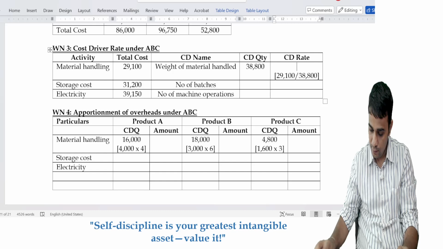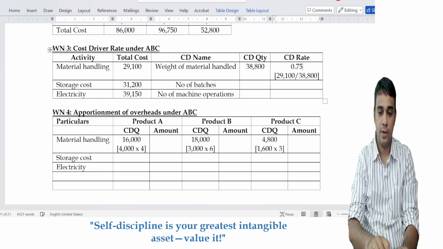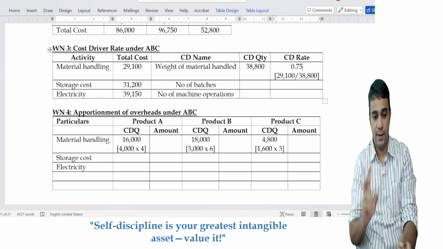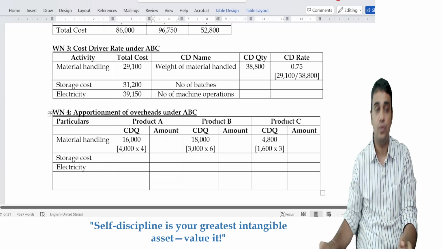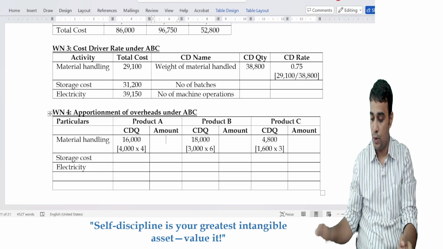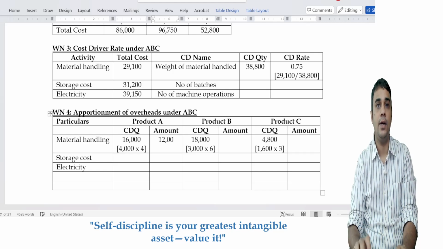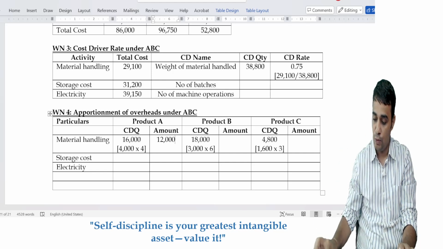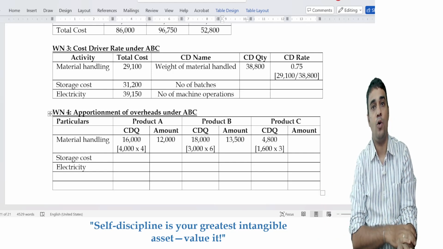29,100 divided by 38,800. After division, leave the number as it is in the calculator. 0.75. Now do into 16,000 equal to 12,000. Don't press any other digit. Then 18,000 equal to 13,500. Don't press any other digit in between.